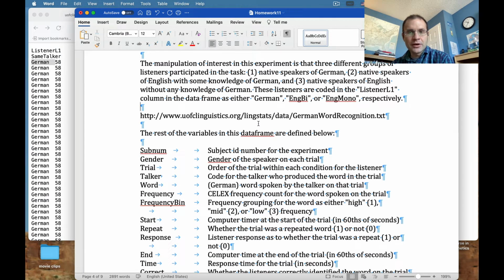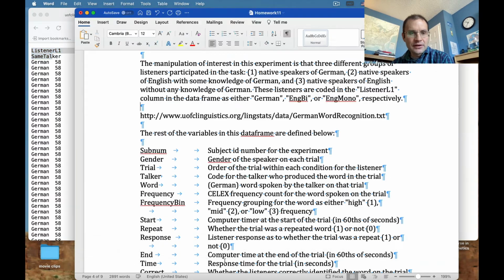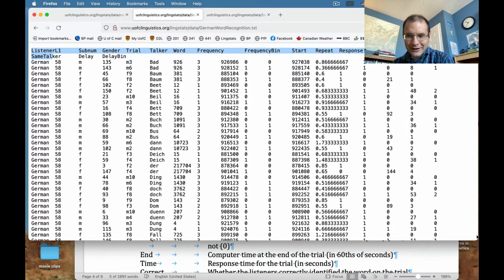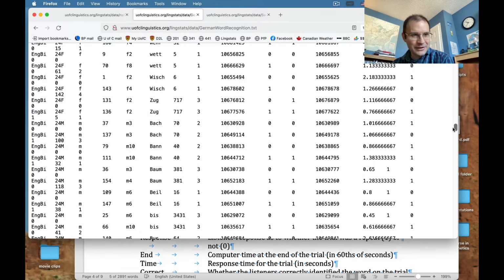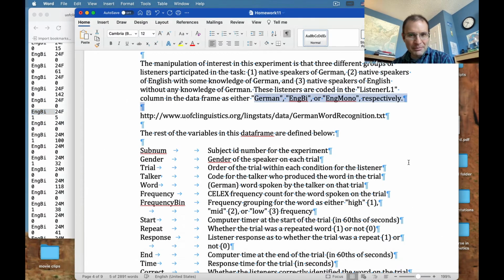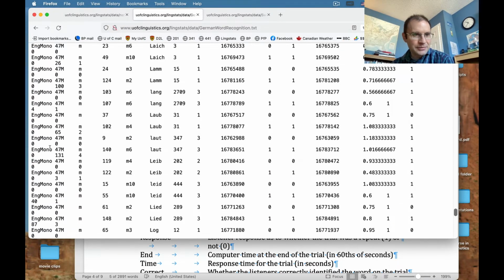The listeners are coded in the first column in the data frame as either German, if they're a native German speaker, Eng Bai, if they are sort of bilingual, so English with some knowledge of German, I've got those speakers down here. And then also Eng Mono down at the bottom, which are the monolingual speakers of English right here.